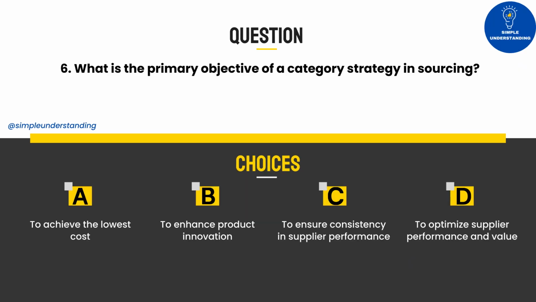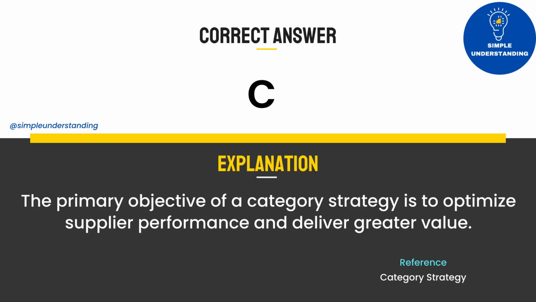6. What is the primary objective of a category strategy in sourcing? A. To achieve the lowest cost. B. To enhance product innovation. C. To ensure consistency in supplier performance. D. To optimize supplier performance and value. Correct answer C. Explanation. The primary objective of a category strategy is to optimize supplier performance and deliver greater value.